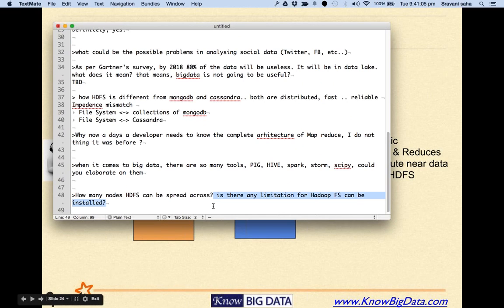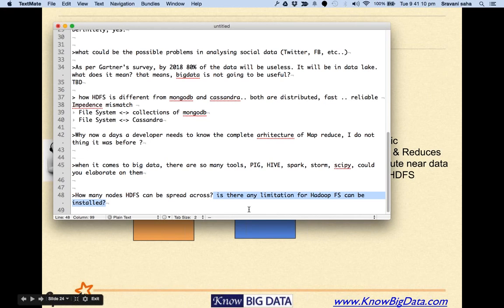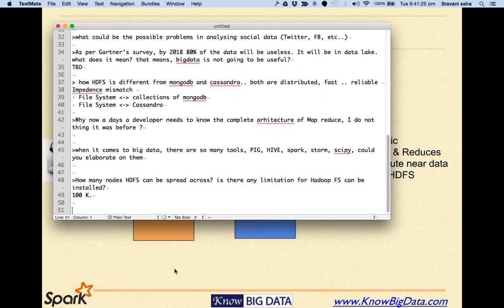Now, Gururaj is saying how many nodes HDFS can spread? Is there any limitation on how many nodes a Hadoop file system can be installed on? So yeah, this is a difficult question to answer because they keep on changing it every now and then. Earlier the limit was something like 100,000 nodes. I'm not sure about now.